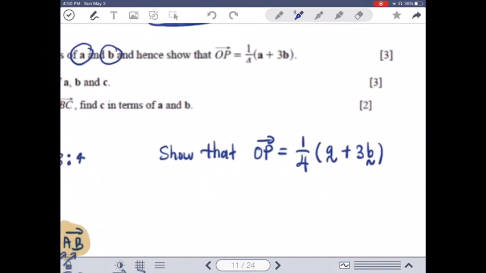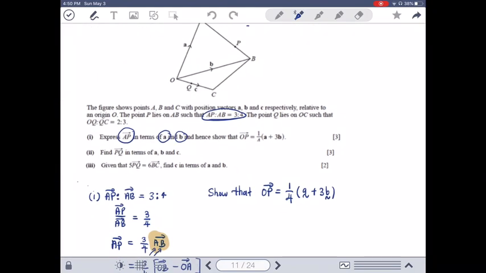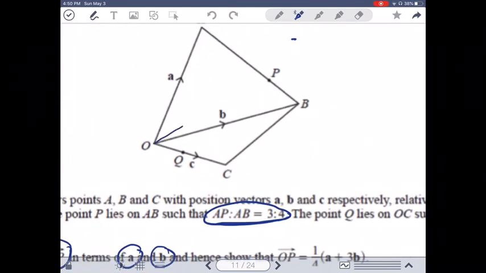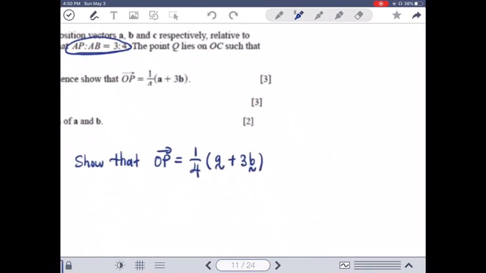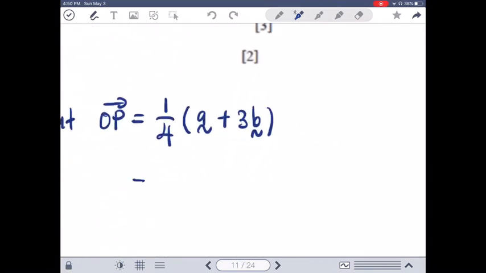Okay, we need to show this. From the picture, we can see that OP is just equal to OB plus BP. Okay, so we can say we need to show this.